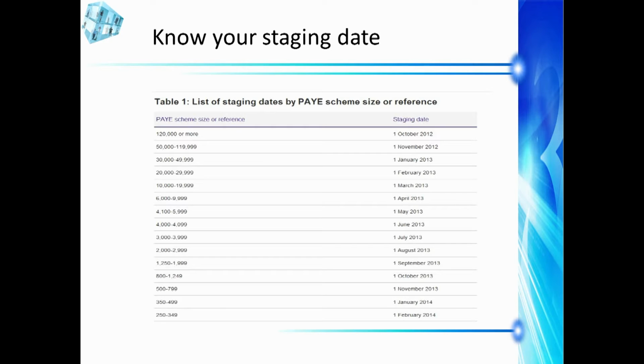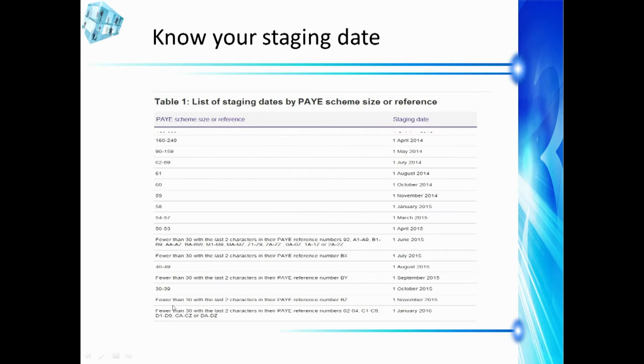So earlier I said that it started in the beginning of October 2012, and that was for companies that had 120,000 or more employees. By the time we got to January of this year, that was for companies that had between 350 and 499 employees. And so on and so on and so on. So as we get through to August of 2014, it's for companies that have 61 employees. As we get through to January 2015, that's for companies that have 58 employees. And so on and so on and so on.